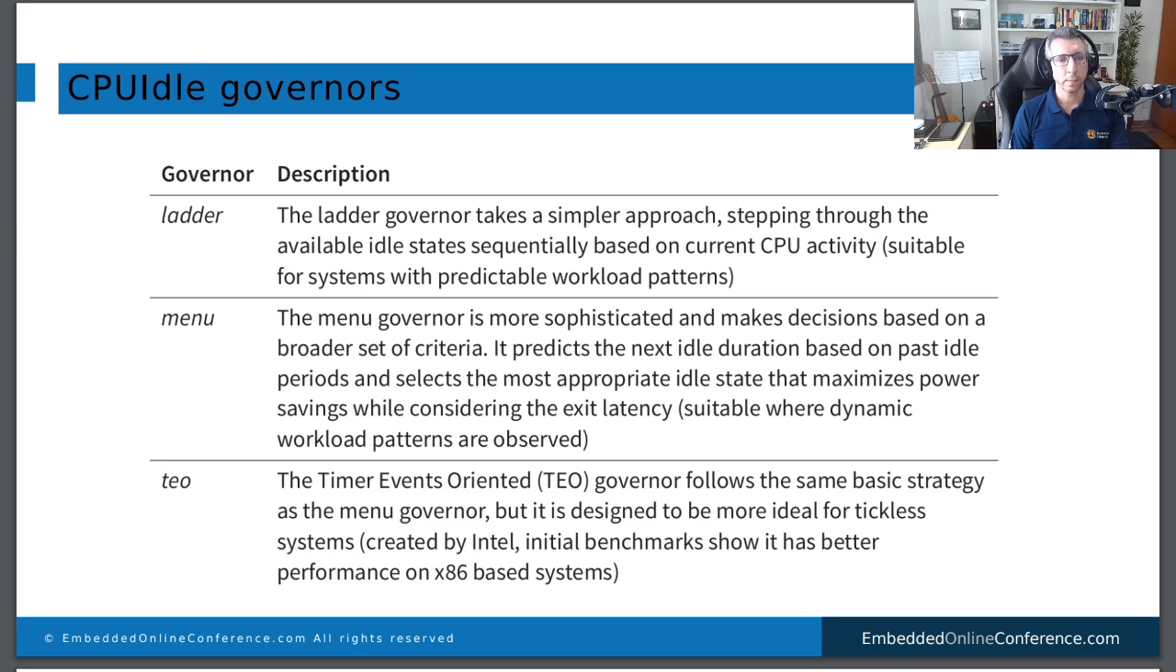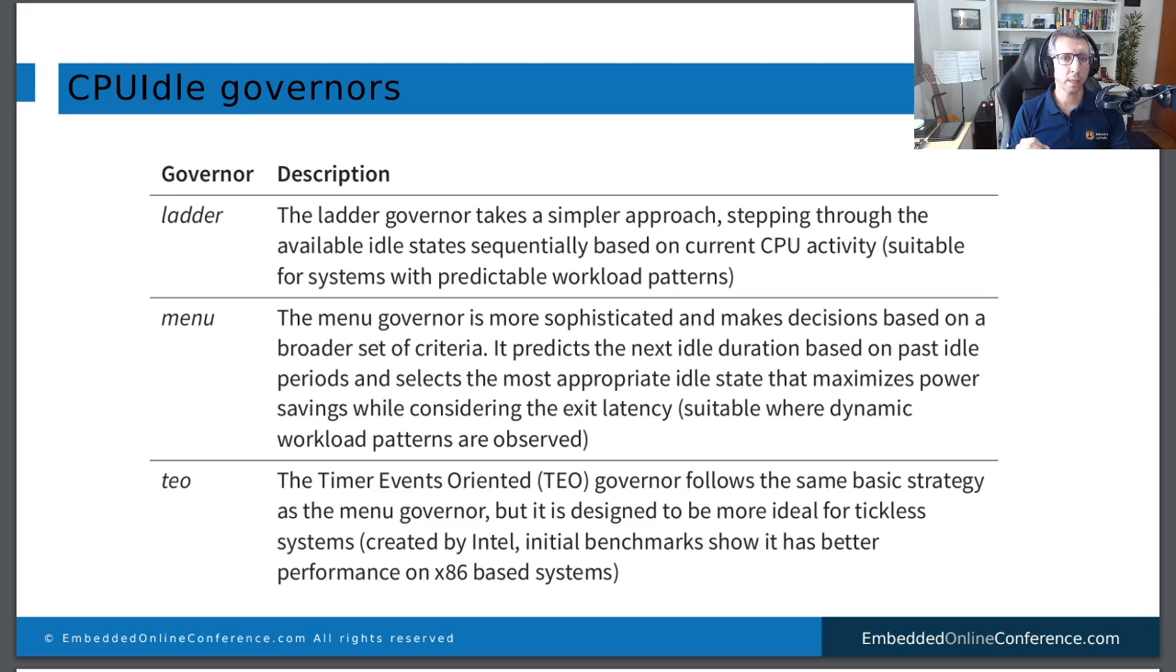Here I have a table with the currently available governors, just 3: ladder, menu, and teo. The most used one is menu. I'm not going over the details here. You can read it. The differences are pretty straightforward, but the algorithms themselves are a little bit complicated.